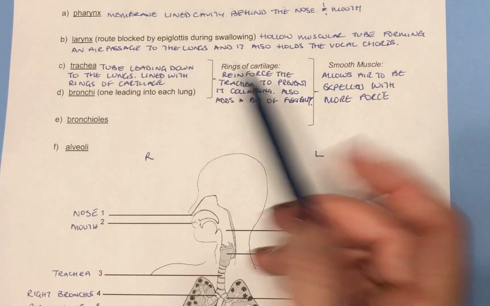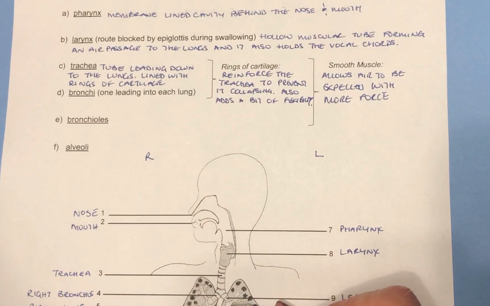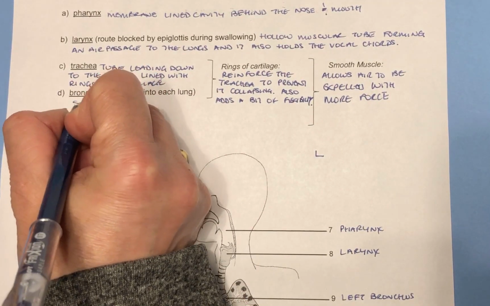Okay, so then we have bronchi. These are just smaller branches that go to each lung. So these are smaller branches.